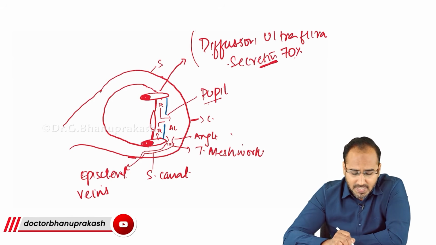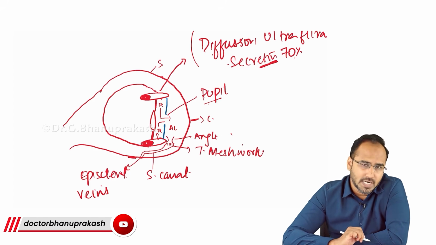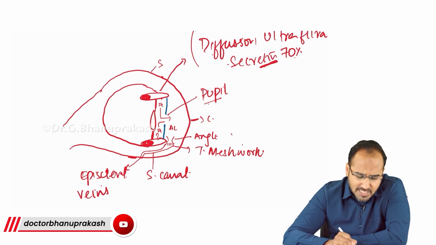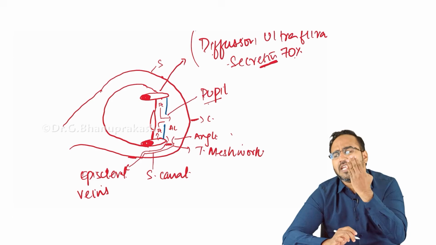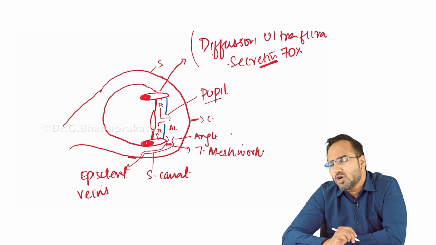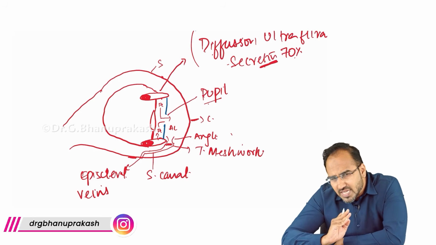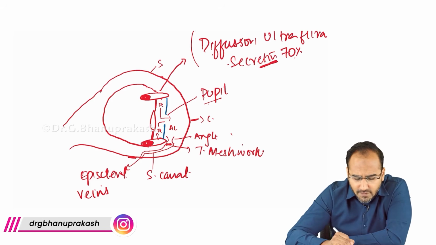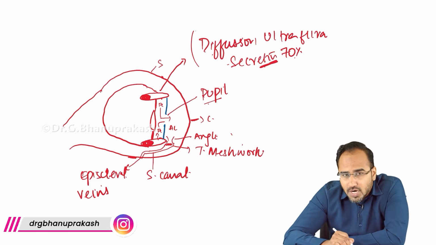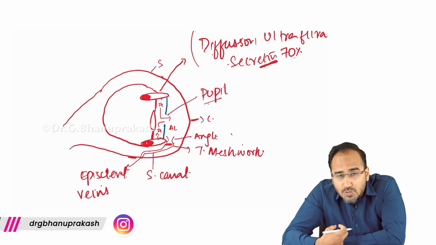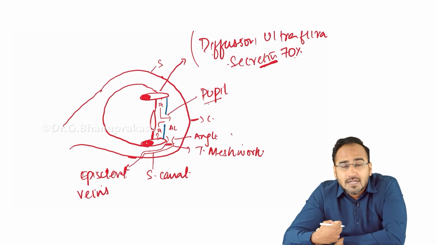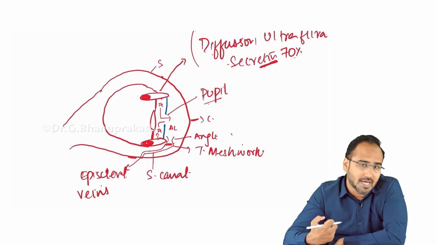If this flow of aqueous humor is hampered, imagine the patient has trabecular meshwork fibrosis. The trabecular meshwork gets fibrosed. What will happen to the flow of aqueous humor? The aqueous cannot flow out. If the aqueous is not draining out, what will happen? That aqueous humor accumulates inside the eye, leading to a high intraocular pressure.